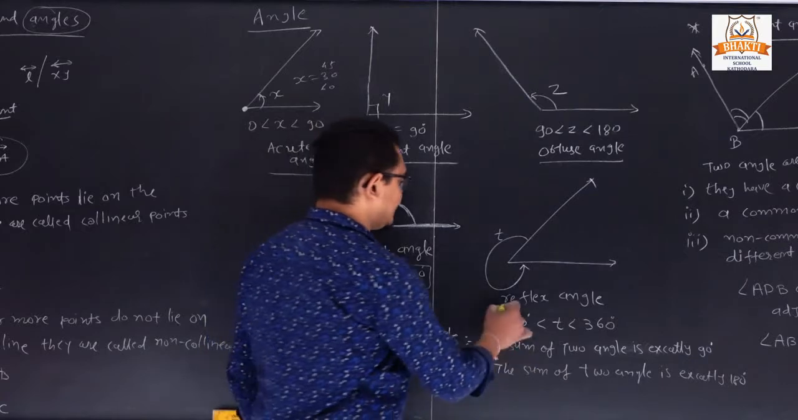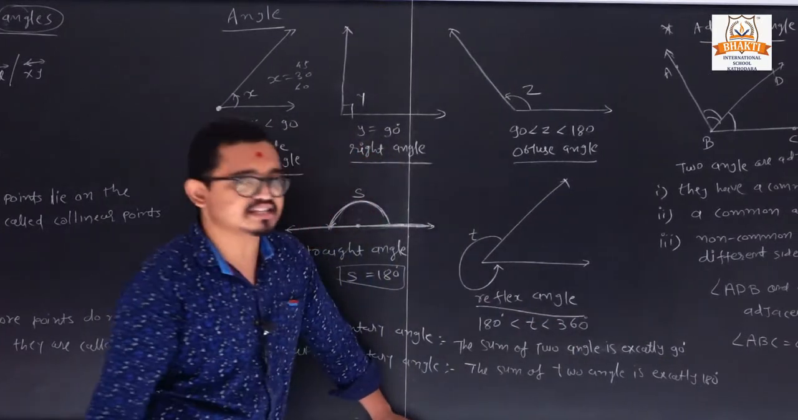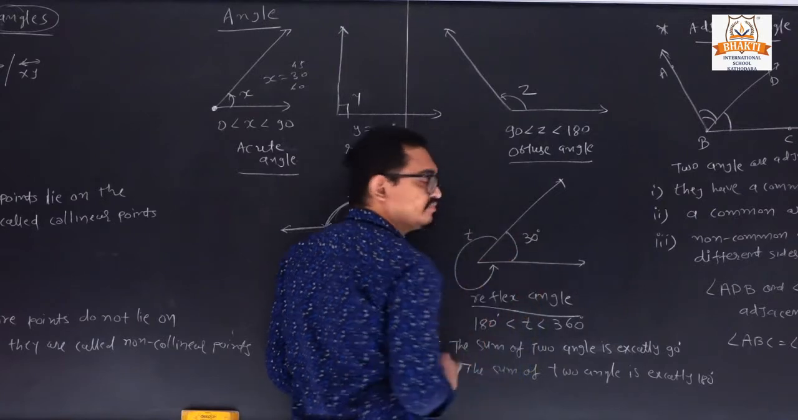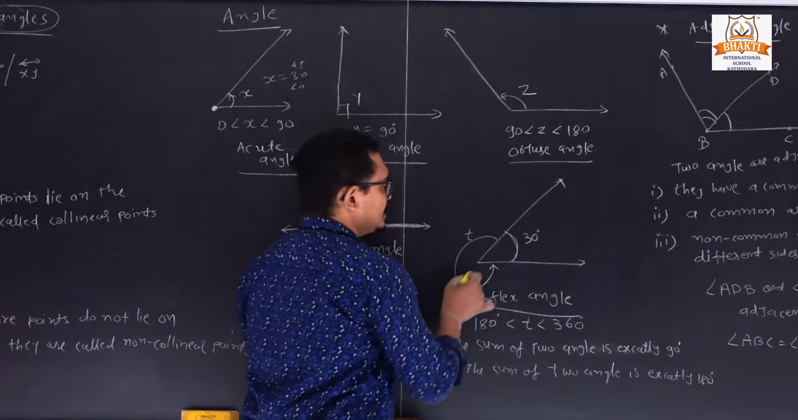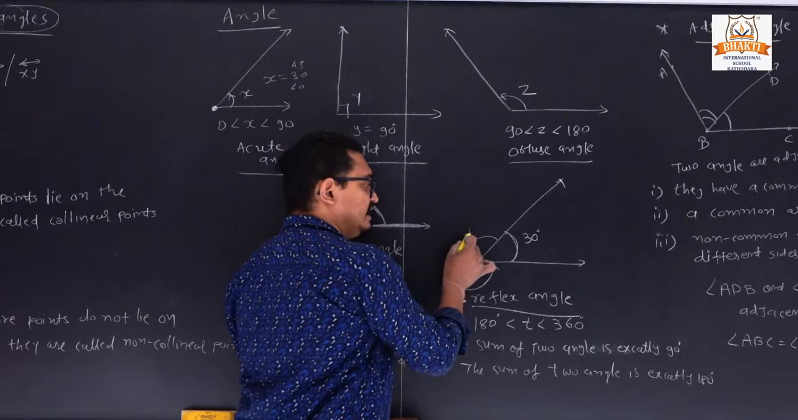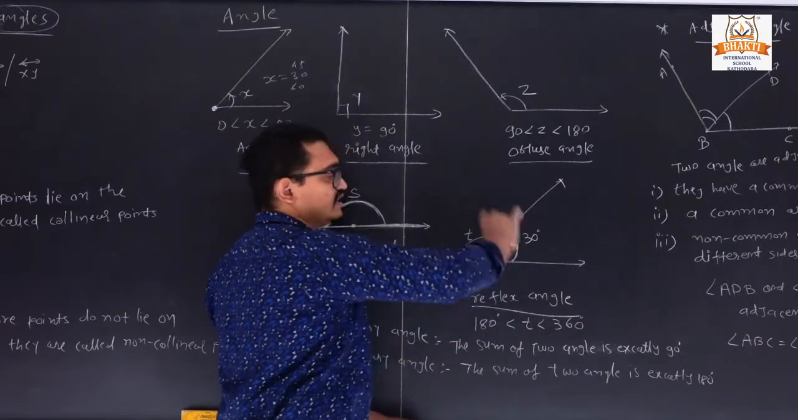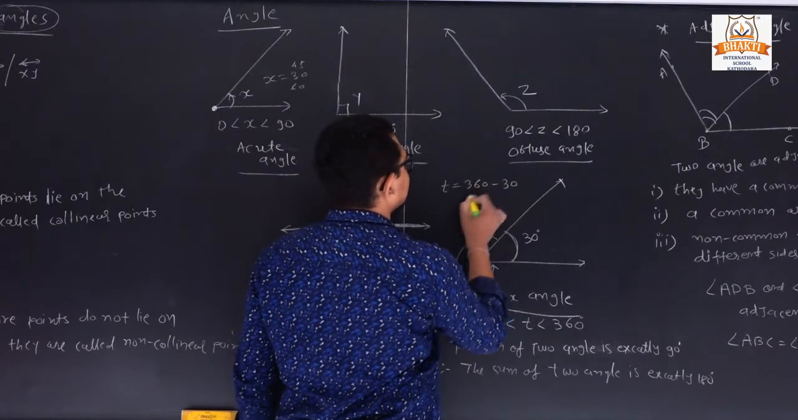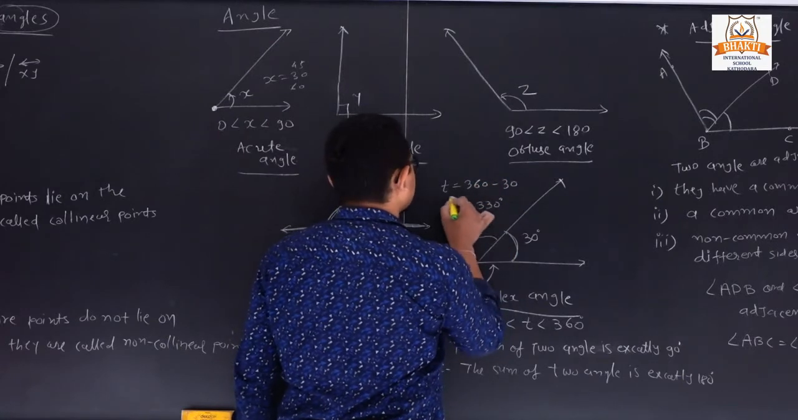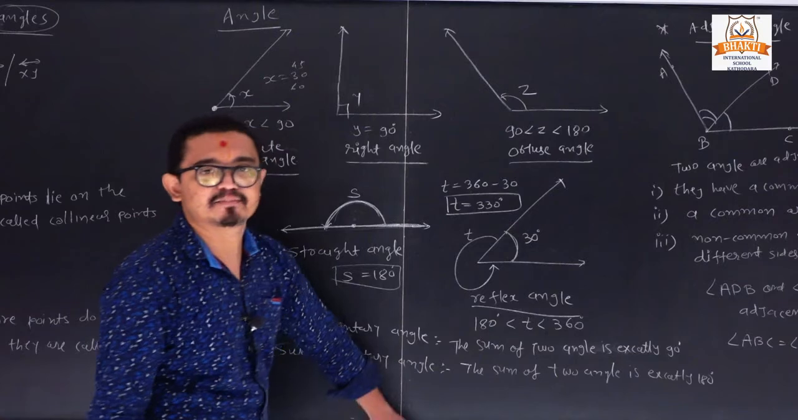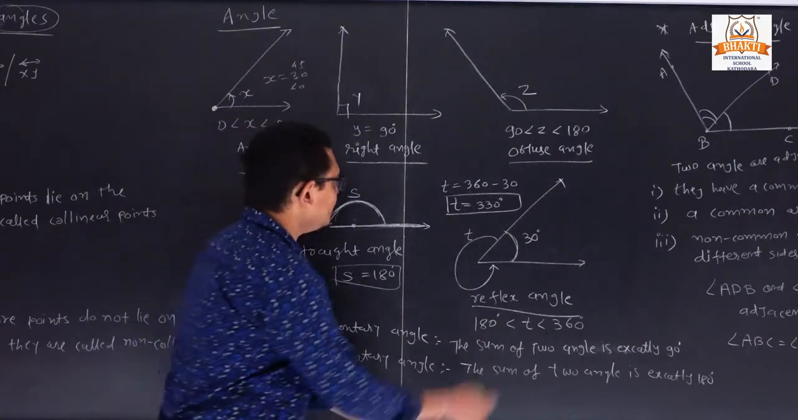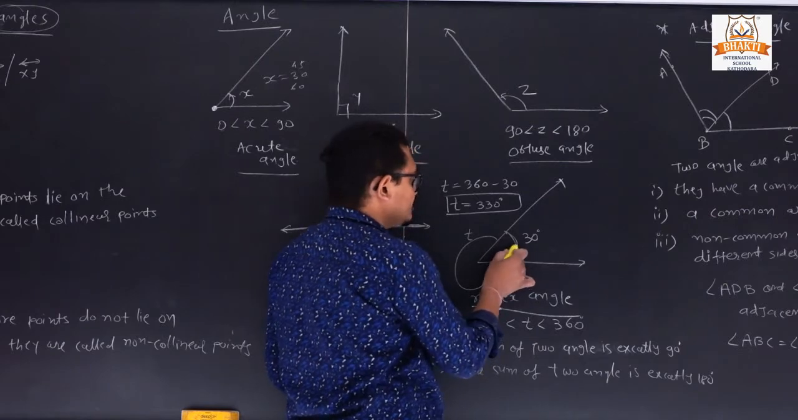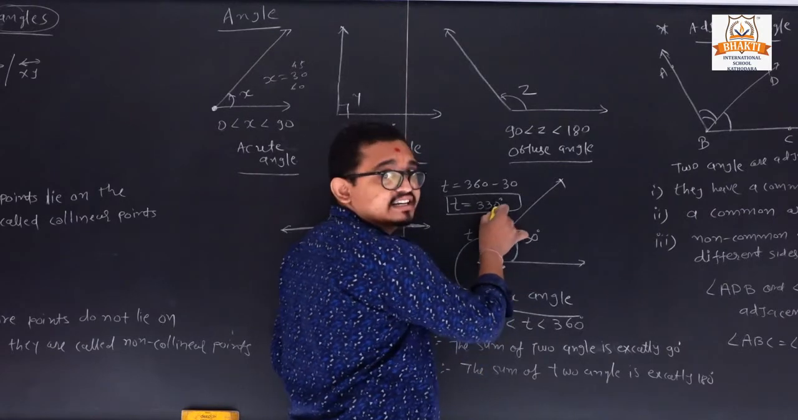Next, it is the reflex angle. Reflex means what? Suppose this is 30 degrees. This inner angle is 30. So how can we find the angle T? Because we know that a full circle is 360 degrees, T is equal to 360 minus 30. So what is its reflex angle? It is 330. So the reflex angle is what? If the inner angle is 30, its reflex is 330.